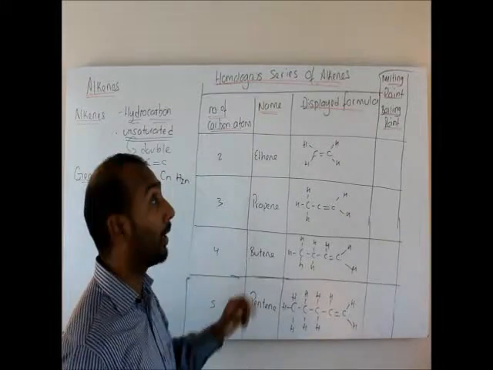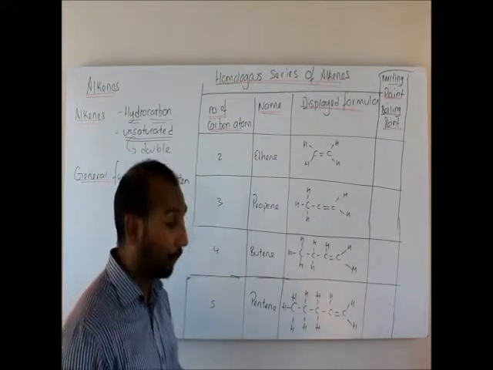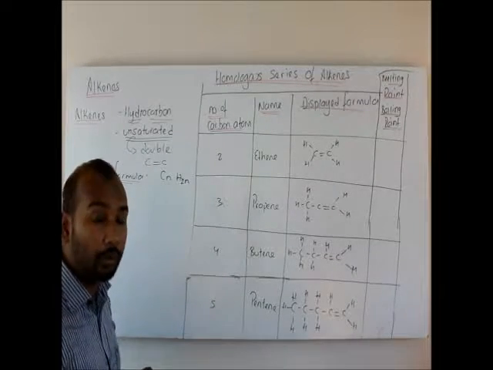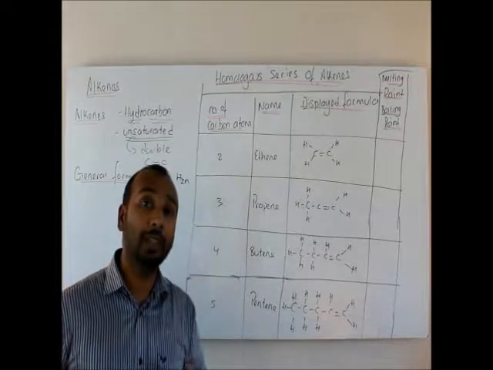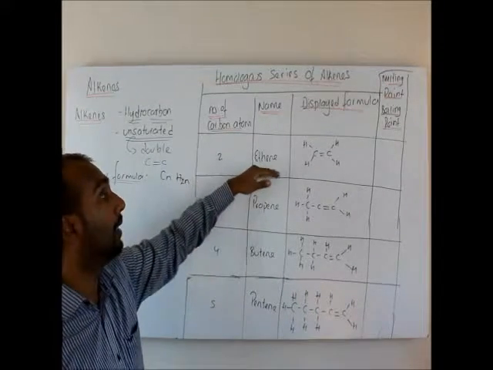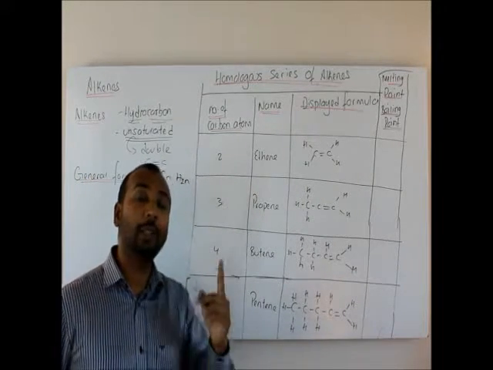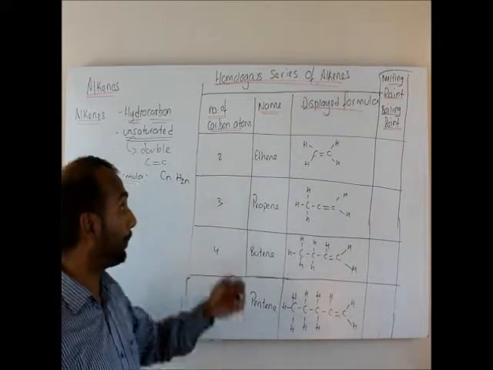However, here it's different. In alkenes, the first member has two carbon atoms. Now, why is this so? If you remember, we said that in alkenes we need to have a carbon-carbon double bond. So, in order to have a double bond, we need to have a minimum of two carbon atoms, and then a double bond can exist between them. So, this is why alkenes will have a minimum of two carbon atoms. If alkenes had only one carbon atom, it could not make a double bond with itself.